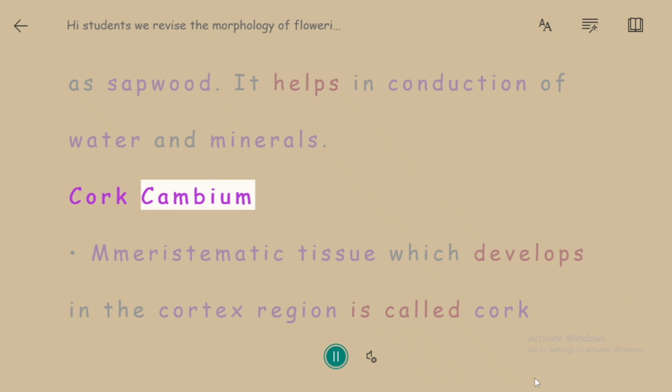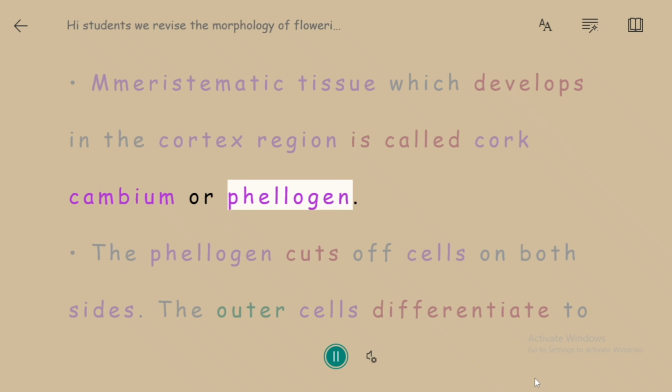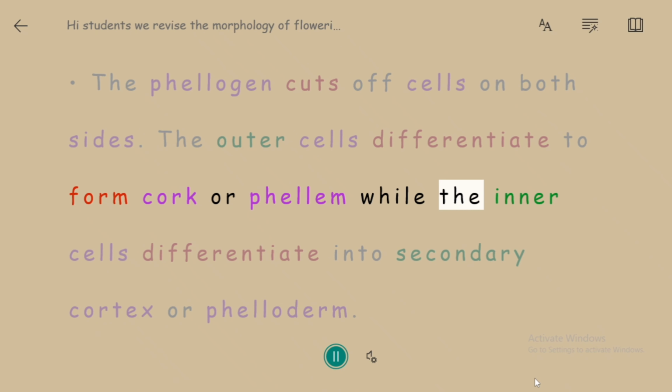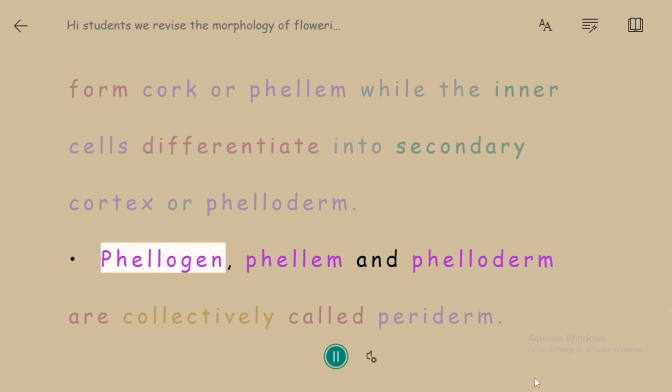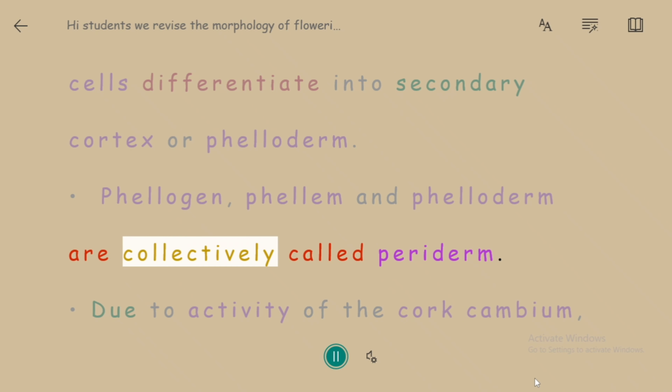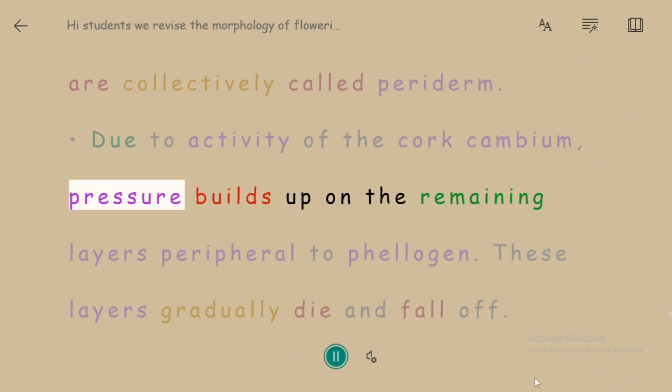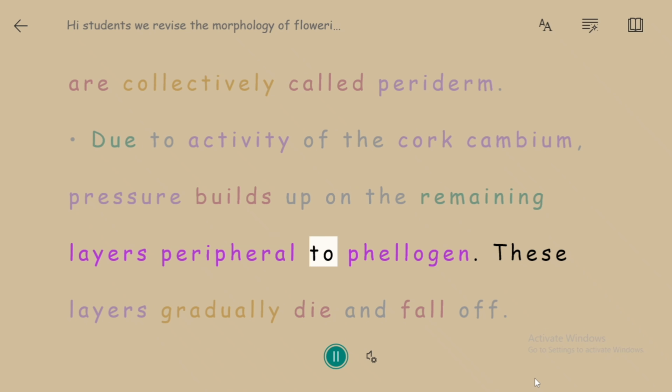Cork cambium. Meristematic tissue which develops in the cortex region is called cork cambium or phellogen. The phellogen cuts off cells on both sides. The outer cells differentiate to form cork or phellem, while the inner cells differentiate into secondary cortex or phelloderm. Phellogen, phellem and phelloderm are collectively called periderm. Due to activity of the cork cambium, pressure builds up on the remaining layers peripheral to phellogen. These layers gradually die and fall off.